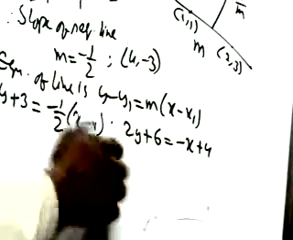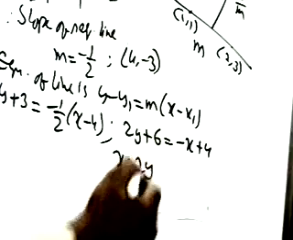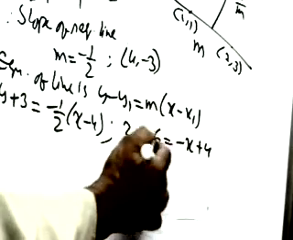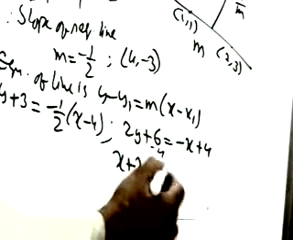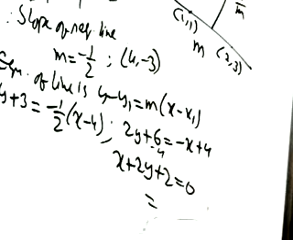So let me write it in the general form. Bring this minus x here, it will be plus x. Then 2y plus 6, and the 4 on the other side becomes minus 4. 6 minus 4 will be 2. So x plus 2y plus 2 equals 0.